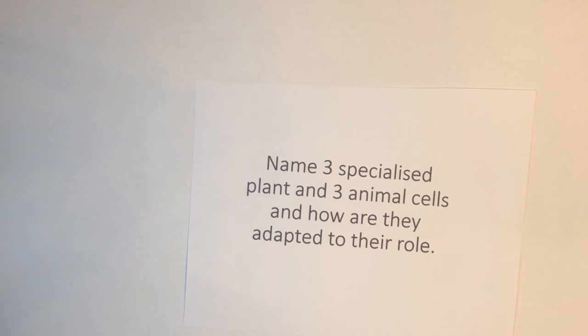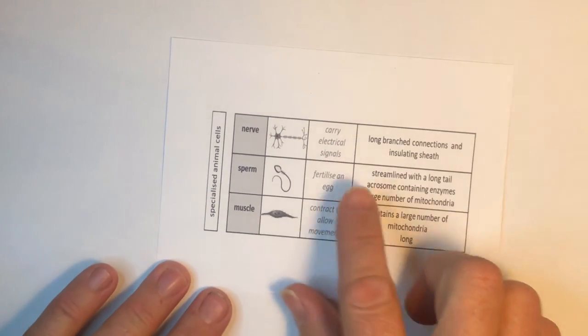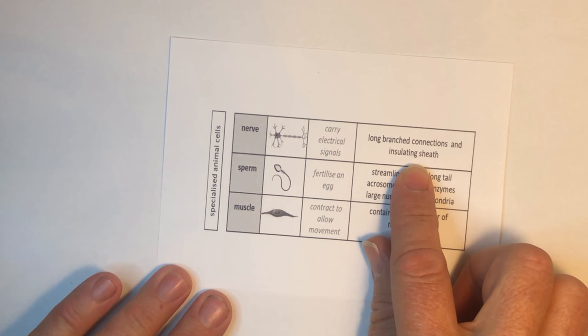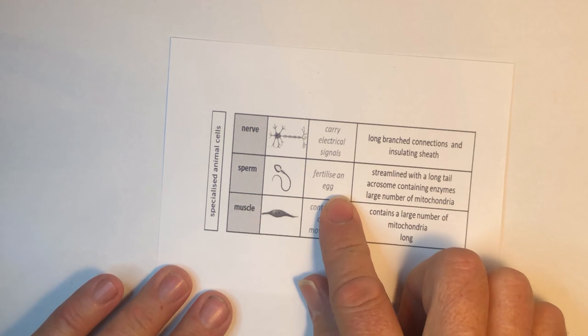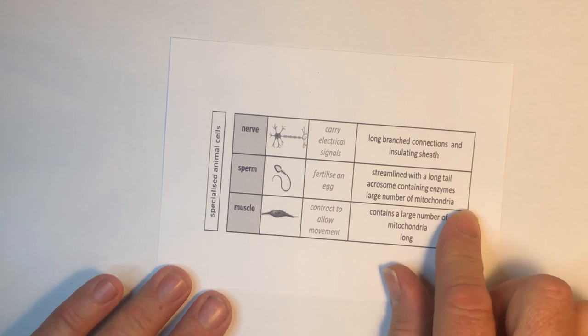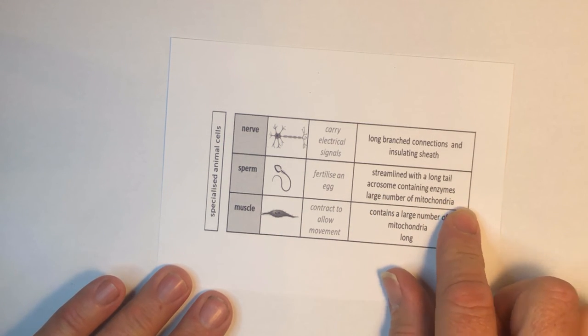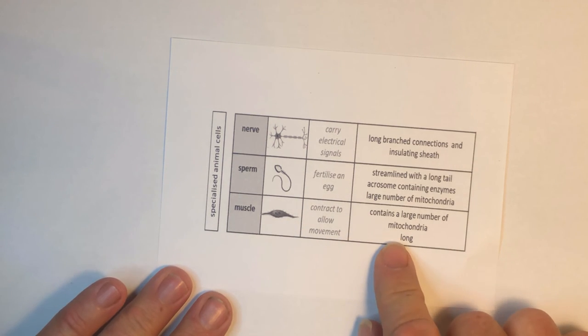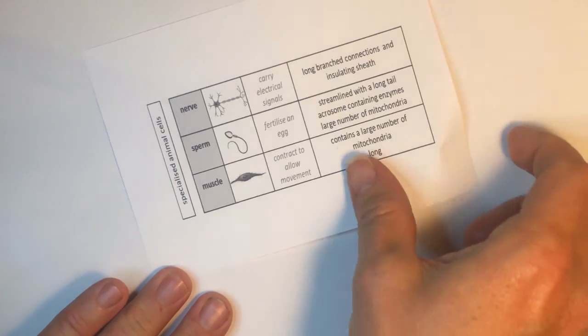So, to answer the question, name 3 specialised plant and animal cells and how are they adapted to their role, you will say: a nerve carries electrical signals and has long branch connections and insulating sheath. A sperm fertilises an egg. It is streamlined with a long tail. Acrosome contains enzymes and it has a large number of mitochondria. A muscle contracts to allow movement and it contains a large number of mitochondria. They are also long.